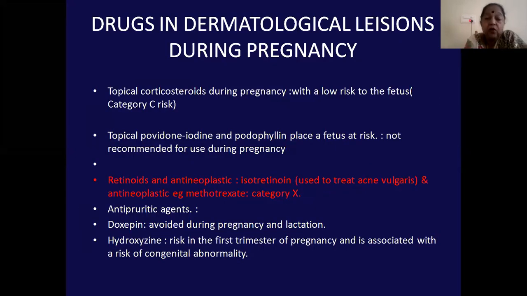Now, drugs in dermatological lesions: many times patients come, and local topical corticosteroids can be used with a low risk to the fetus. So they are category C. Topical povidone iodine and podophyllin place the fetus at risk and should not be used during pregnancy. We also know about retinoids and antineoplastics: isotretinoin used to treat acne vulgaris, and antineoplastics like methotrexate. These are category X drugs. Antipruritic agents like doxepin and hydroxyzine should not be used in the first trimester.